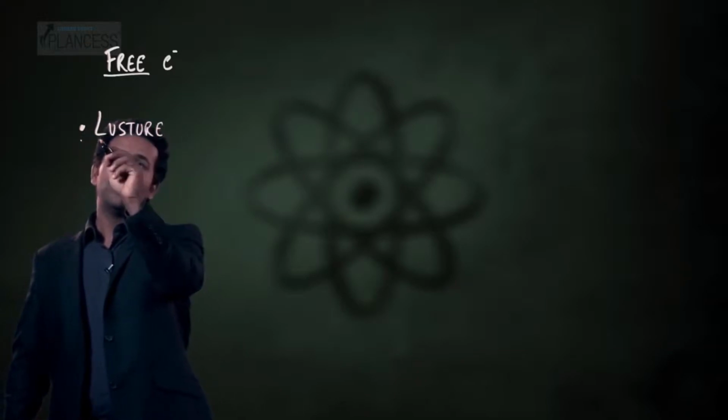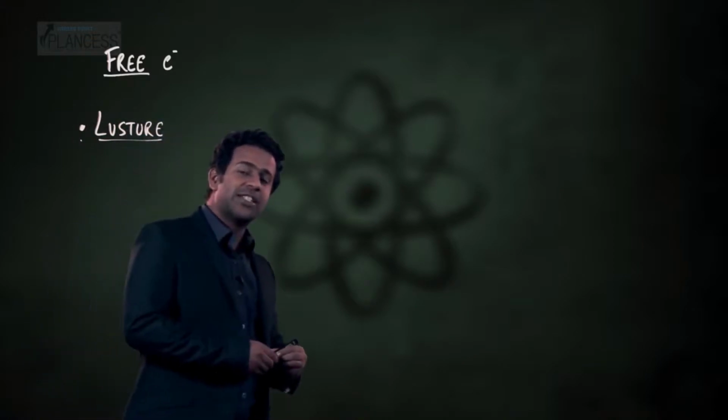Now, you know that the classification of metals and non-metals was based on whether or not a substance has a shine. Now, the shine that the metals have is again due to these free electrons because they absorb and then re-emit light, which gives a specific luster to the substance that contains free electrons.